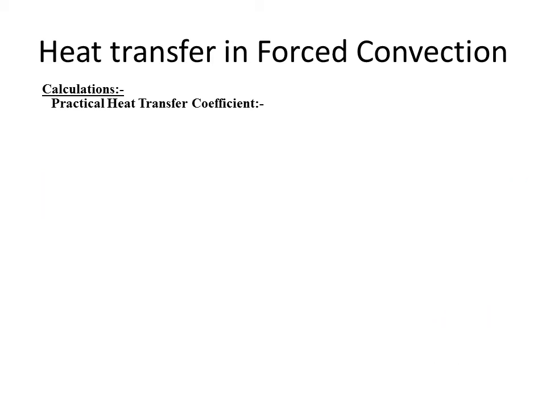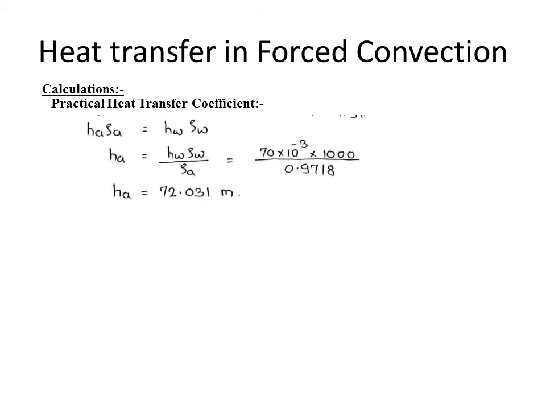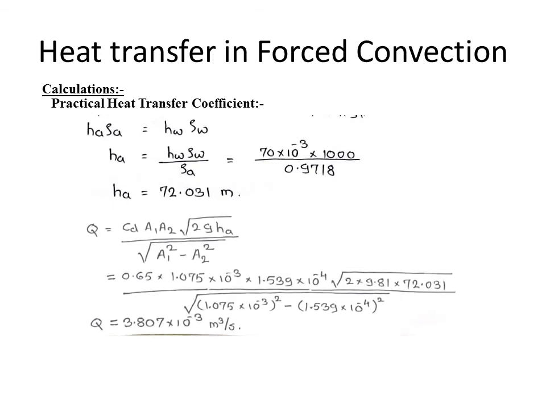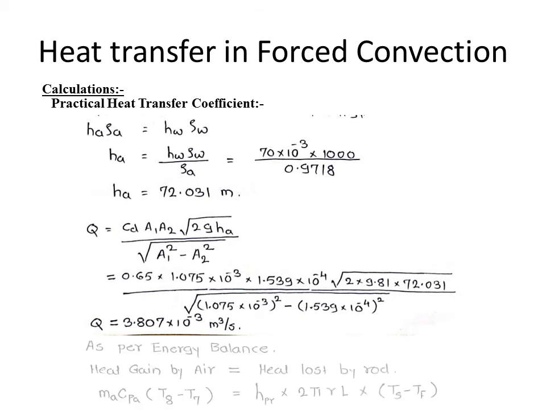From the air properties and manometric reading, we can calculate the head of air. Hence, head of air is equal to 72.031 meter. With the help of that head of air value, we can calculate the discharge from the orifice equation. So Q is equal to 3.807 into 10 raised to minus 3 meter cube per second.